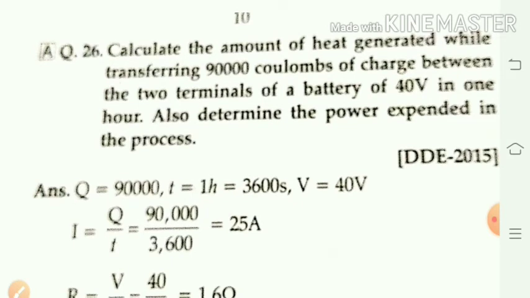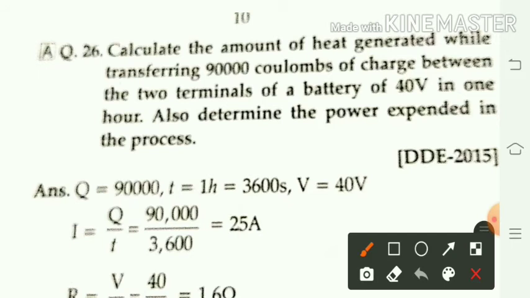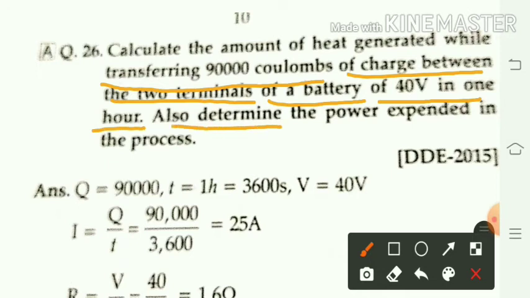Calculate the amount of heat generated while transferring 9000 coulombs of charge between two terminals of a battery of 40 volt in 1 hour. Also, determine the power expended in the process. So, we will see which values are given here. Q is the charge, it is equal to 9000 coulombs. Time which is given is 1 hour. 1 hour means 3600 seconds.